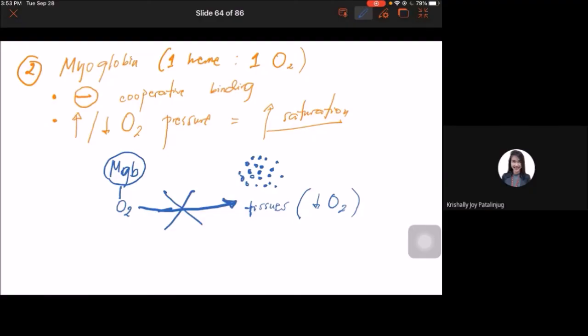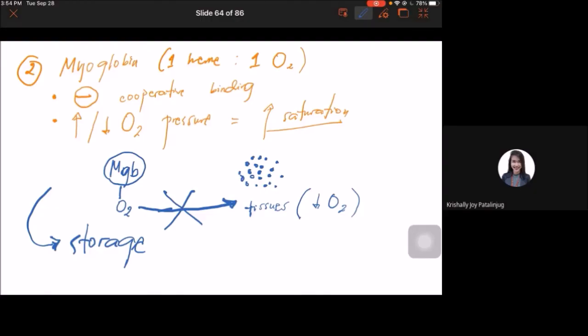Hindi naman niya kayang ma-accommodate ng more than one oxygen, 'di ba? Isa lang naman. So talagang sa kanya lang yung nag-iisa niyang oxygen. Kaya, we can really say nga, for what purpose lang talaga si myoglobin? For storage purposes lang talaga siya. Kasi nga, it does not have a cooperative binding property.